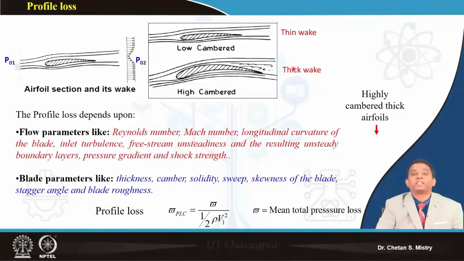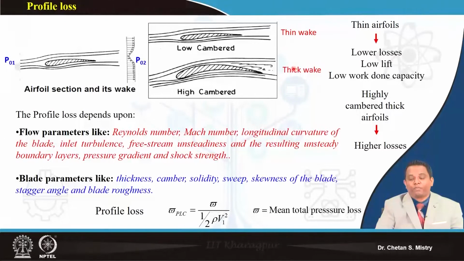So if we consider a highly cambered aerofoil, we will have higher losses. If I consider thin aerofoils, or low cambered aerofoils, that gives me lower losses, but at the same time my lift is also lower and my work done capacity is also lower.